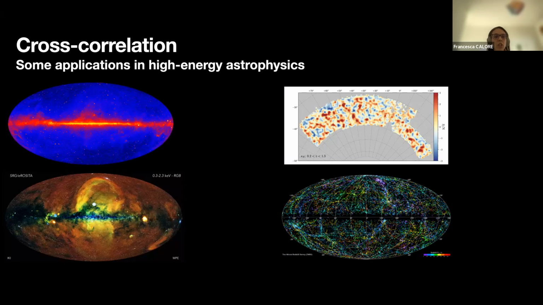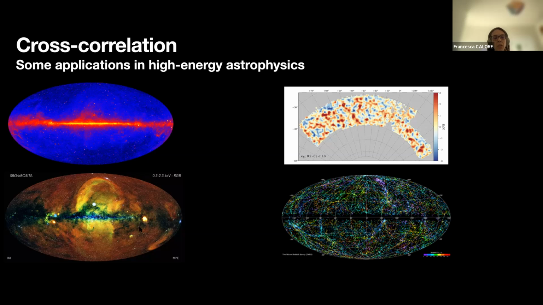Just a sketch of how cross correlation has been used so far in high energy astrophysics to unveil the link between large scale structures and other types of cosmic backgrounds. Those are typical maps of cosmic backgrounds that we have at hand. This is a map of the photons collected by the LAT telescope, aboard the Fermi satellite, which scans the sky at GeV to TeV energies.